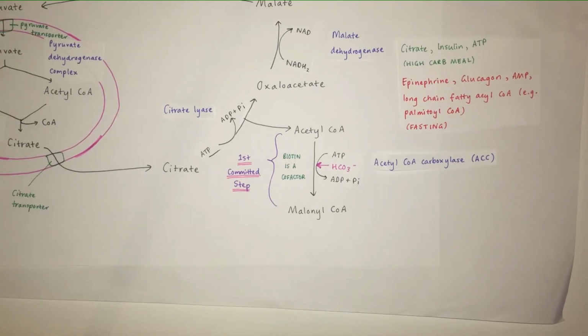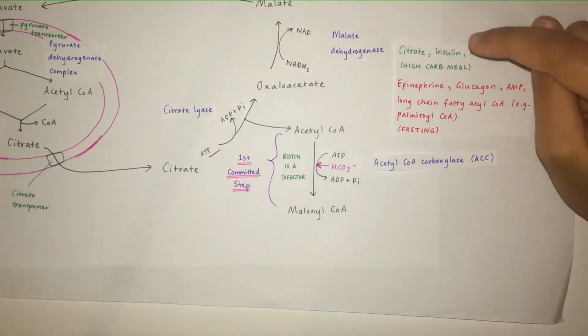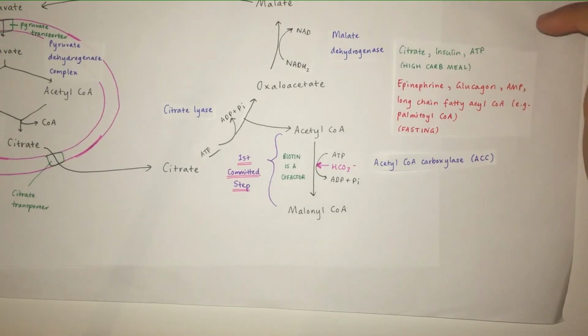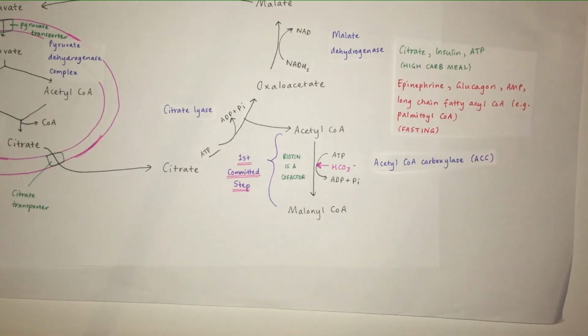But there's also some things that can help you understand why. So we'll go through that as well, just to help you have an understanding instead of just memorizing it. So we've got citrate, insulin, and ATP, which will promote this reaction to go forward. Also, a high carb meal will promote this reaction to go forward. And that makes sense because when you consume carbohydrates, you make more fat in your body. And that's the whole process of this.